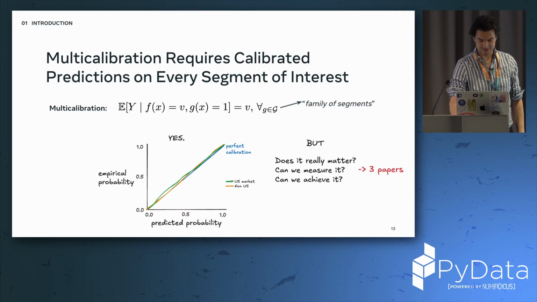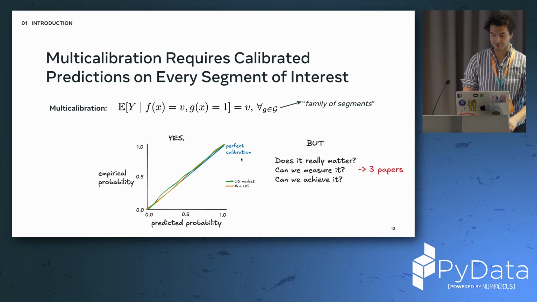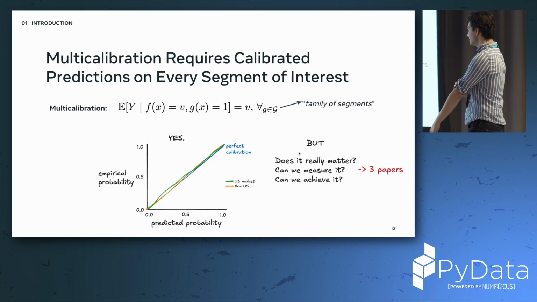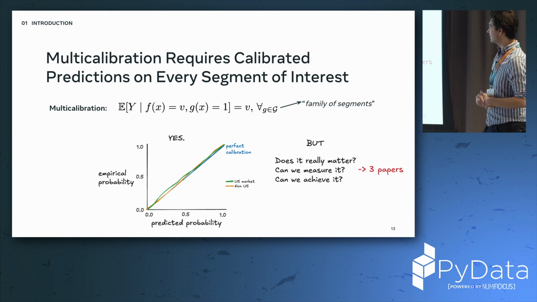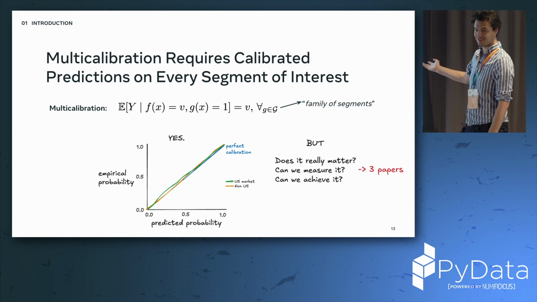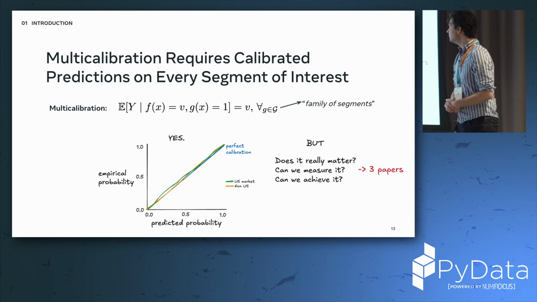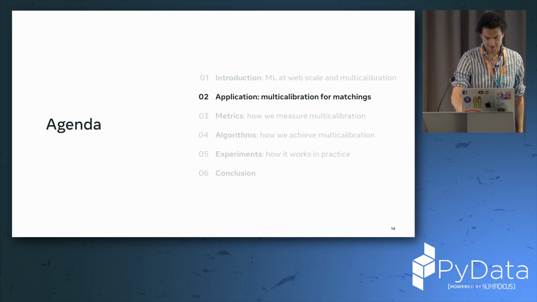So now I think there are 3 questions here. Does this really matter? Can we measure whether we are calibrated also in subgroups? And can we achieve it? Can we apply some sort of algorithm or procedure such that after this we're perfectly calibrated in subgroups? That would be great. I have some boring mathematical formula on top. Let's skip that.